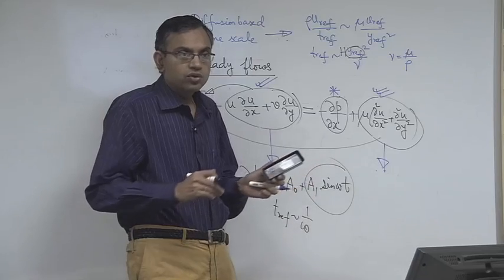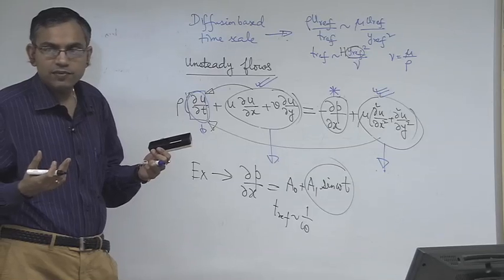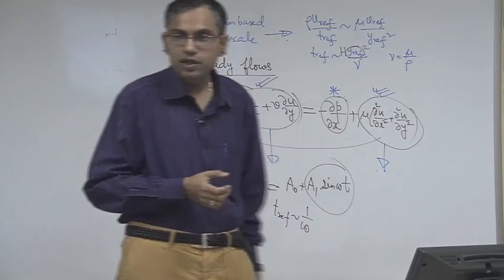So to summarize, the scale may be decided by an advection based phenomenon, a diffusion based phenomenon, or a time dependent forcing parameter. That is what is summarized in this slide. So time scales, you have advection based time scale. If x reference is of the order of L, it is T reference is L by U reference. Diffusion based time scale, it is H square by nu, or depending on the forcing parameter, T reference is equal to 1 by omega. So you have to decide which scale is governing the physics.